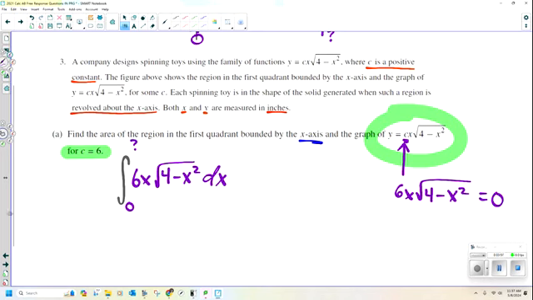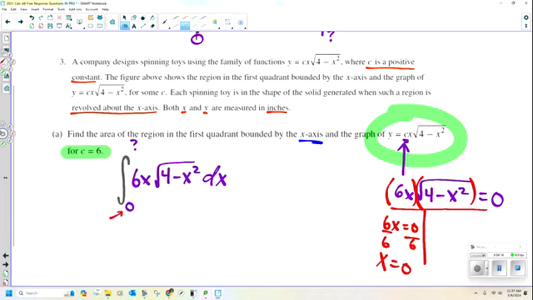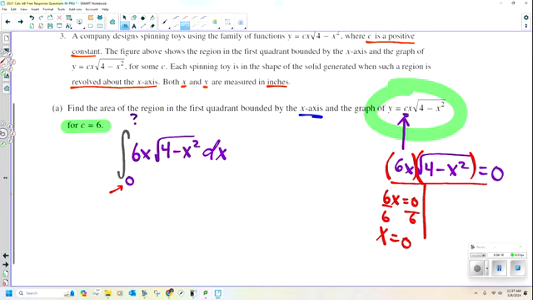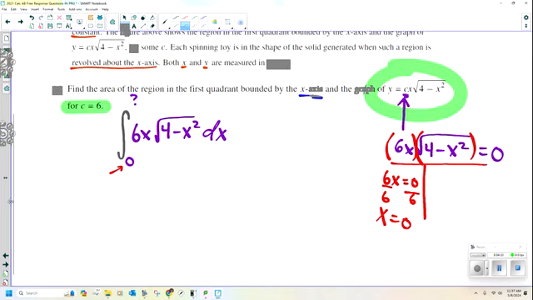Well, really, it's kind of like I've almost got it factored. I'm just going to T-bone and solve for both of these, right? We know 6x equals 0. And if I divide both sides by 6, x equals 0. That's one of my zeros. That's the lower bound here. We know that one. Okay. So now I've got to set my other factor equal to 0. So the square root of 4 minus x squared equals 0.